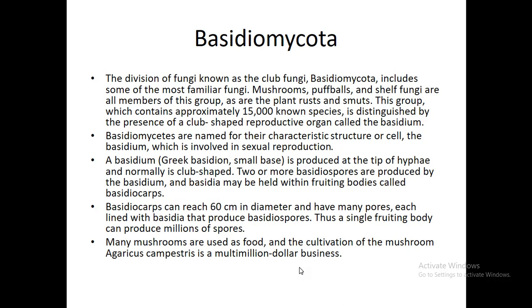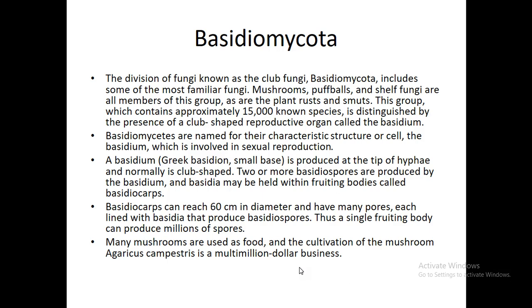The next class is Basidiomycota. These are also known as club fungi, and the most commonly found mushrooms that we eat are included in this class. So mushrooms, puffballs, and shelf fungi are all members of this group, and they are also the cause of very famous plant diseases, rusts and smuts.